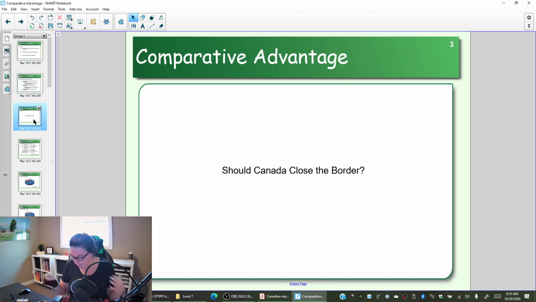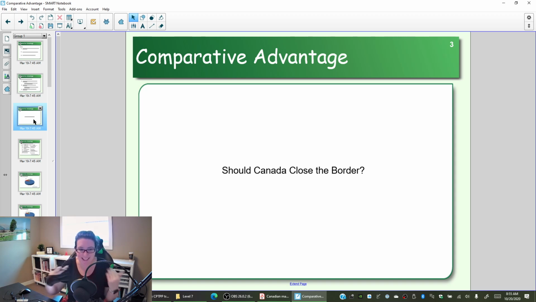So let's look at it from a country perspective. Why do countries specialize in trade? Maybe we should just close the border and we'll make everything we need in-house. Well, already you can think of some problems with that, right? Because in Canada, we can't grow pineapples and bananas because of our climate. So making everything ourselves is going to really limit what we have access to.